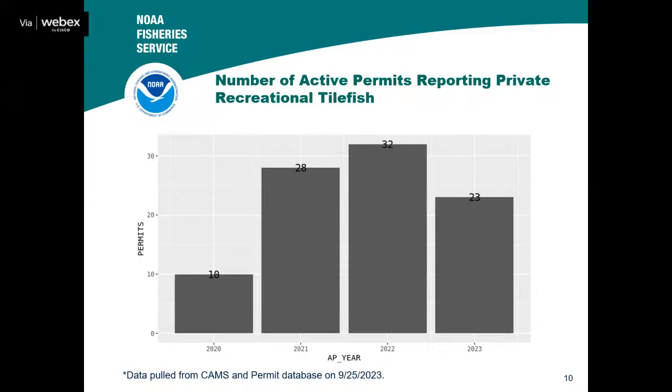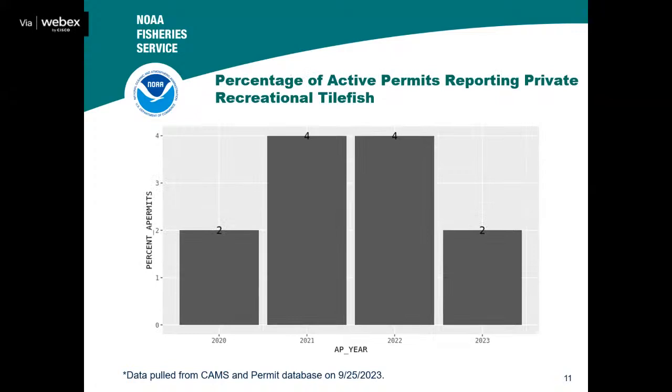So this is the number of active permits reporting tilefish in a given year. So you can see in the last couple of years, we've had 28 in 2021, 2022. And next slide. So only about 4% of those total permits in the last couple of years have been active. And again, 2023, with that latest data pull, getting data up until mid-September, we're only about 2% of those permits being active. Next slide.